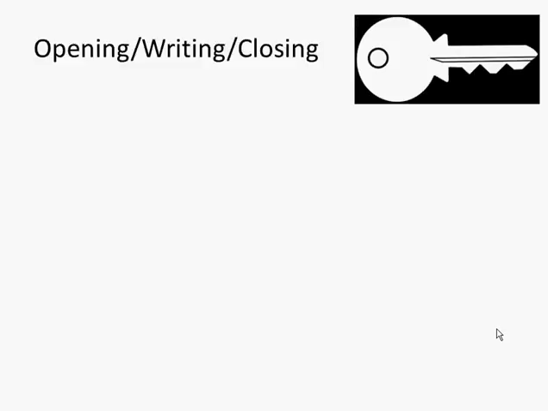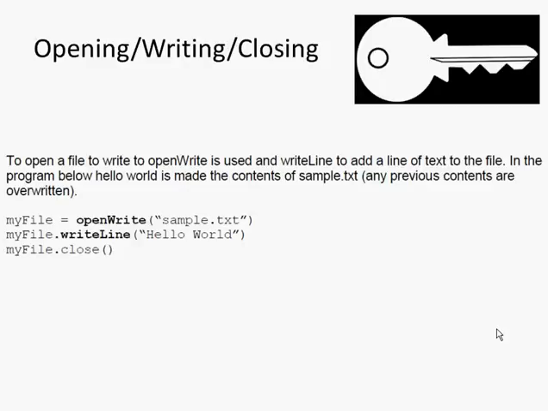Of course, as well as reading from, we want to write to files. So here we open, write to and close a file. To open a file to write, openWrite is used, and writeLine to add a line of text to the file. In the program below, hello world is made the contents of sample.txt. And note, any previous contents are actually overwritten. So this will not append, will not add to the end of a file, it will actually overwrite a file. So if there's already something in sample.txt, it's going to get wiped out.